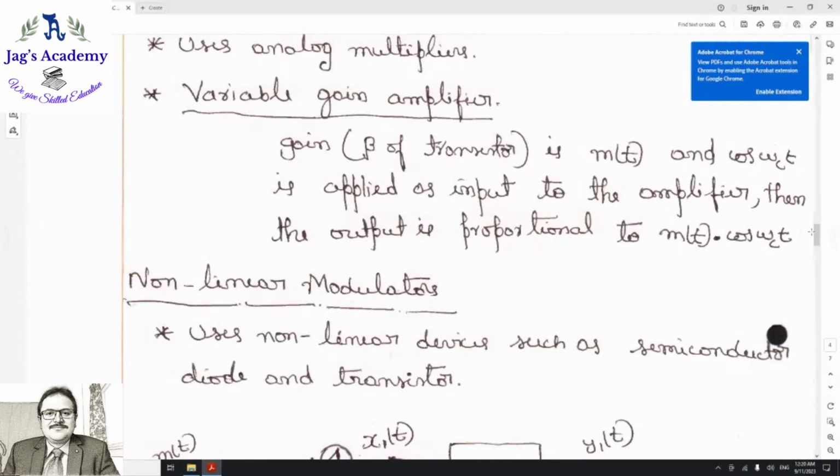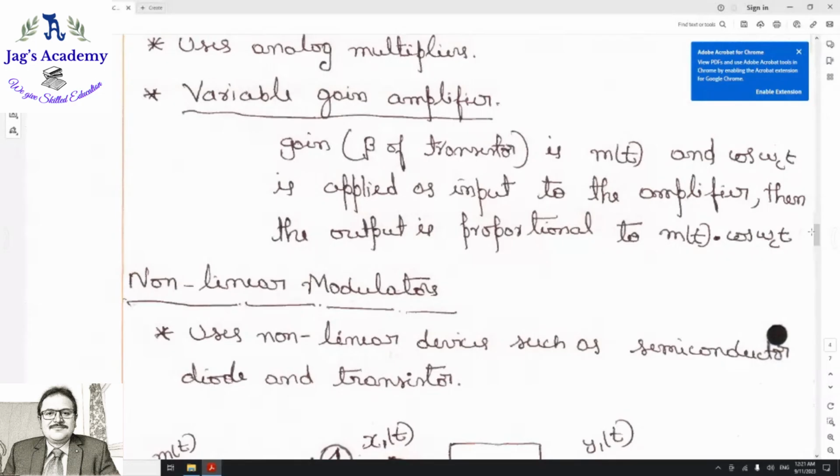You all know that the output of a transistor is equal to gain times the input, yes or no? Gain times the input, right? So that means there is a multiplication over there. So you have m(t) and cos ωct. Cos ωct is going to give a variable gain to the transistor. This is what you have seen in your transistor modulator.